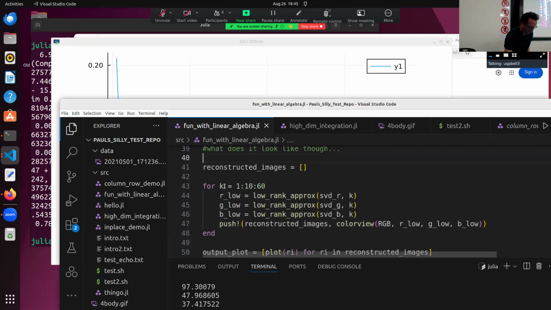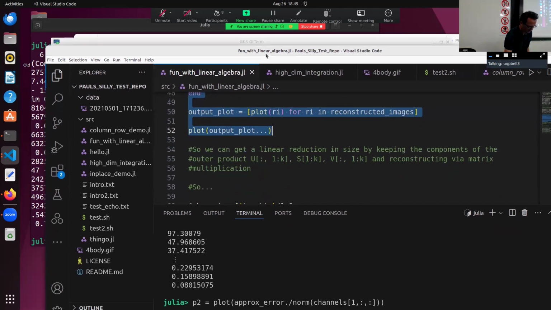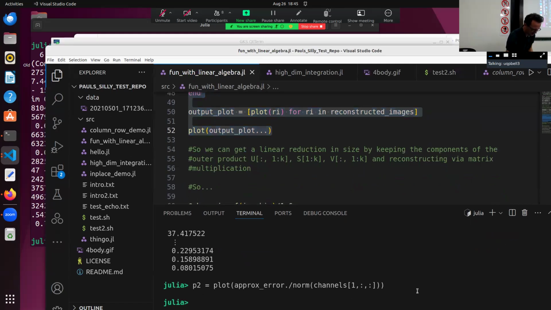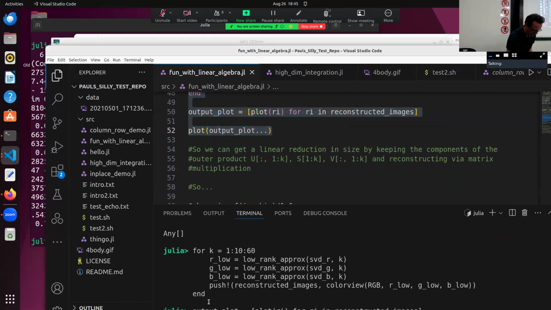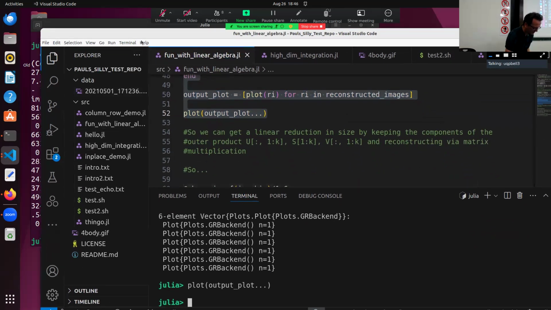What does it look like? We'll do this. We're going to do each of the channels independently. And I'll do all these plots and we'll see what it looks like. Let's run through it. Oh, it's already done.